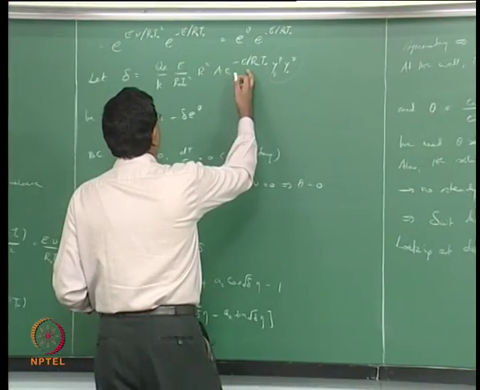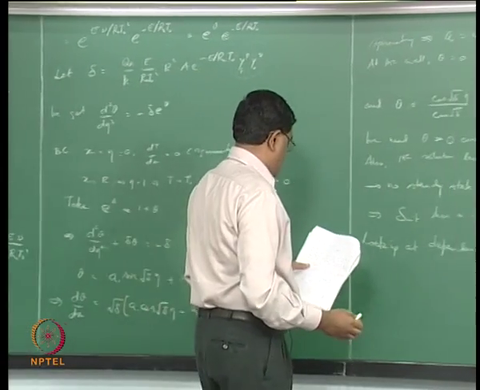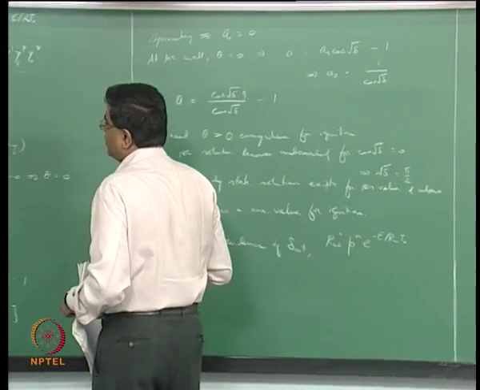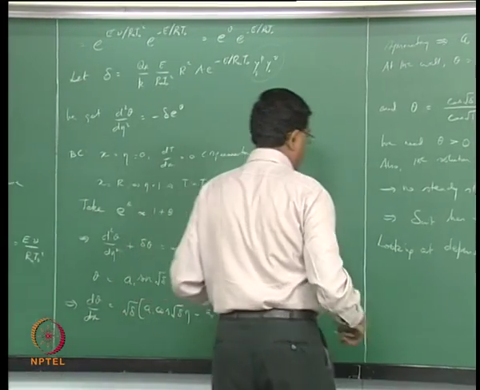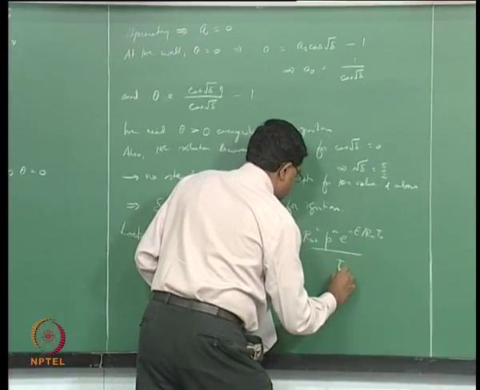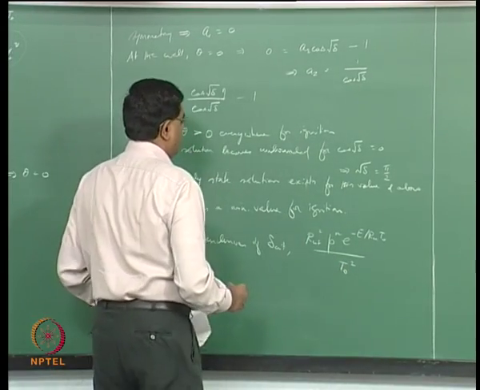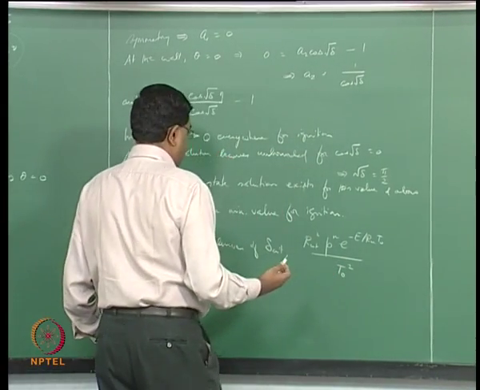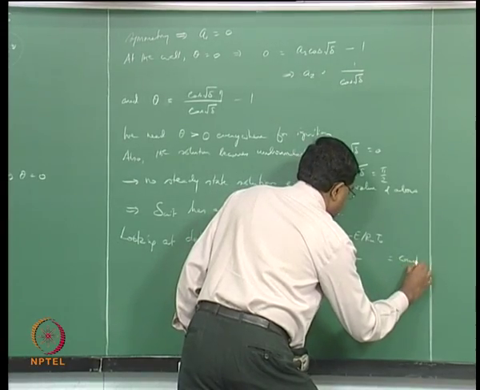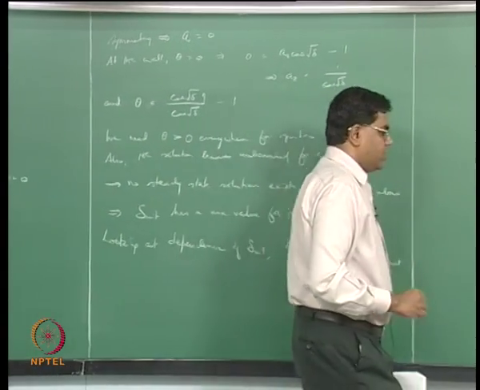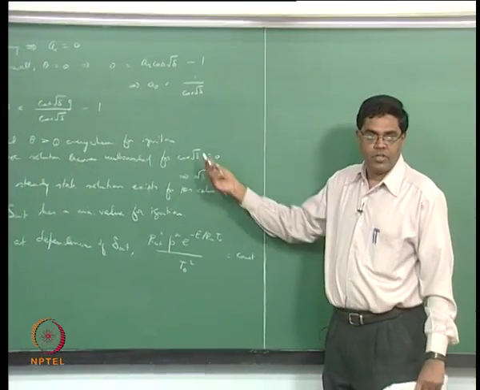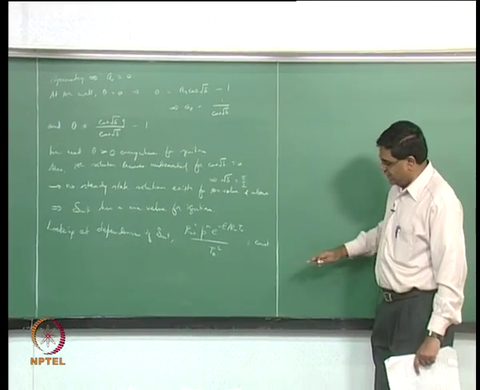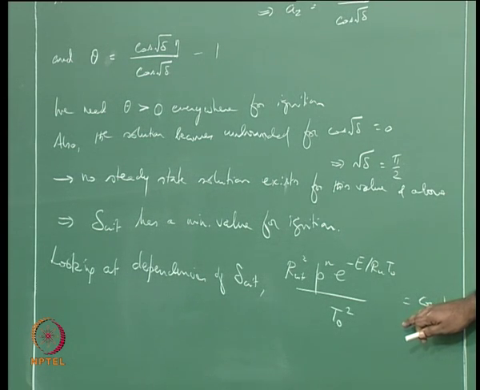And of course we have e to the minus E over R_u T naught showing up, and you have a T naught squared at the bottom, right. Now this should be equal to a constant, right. Now the constant here that we are talking about is pi by 2 in this analysis. And as I said, let us not even worry about the exact values and so on, but in reality this constant is empirical, it is not exactly this.